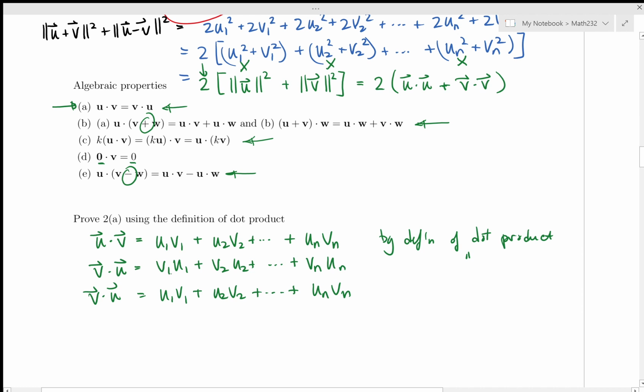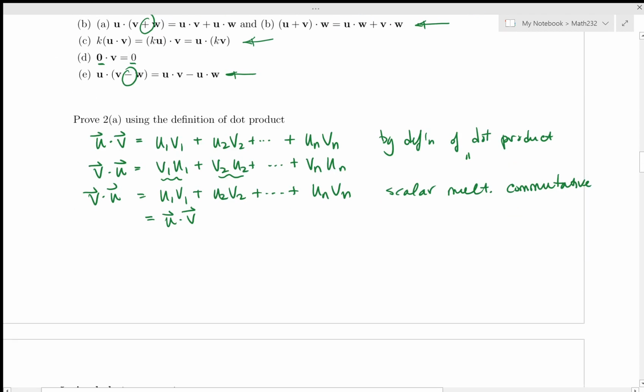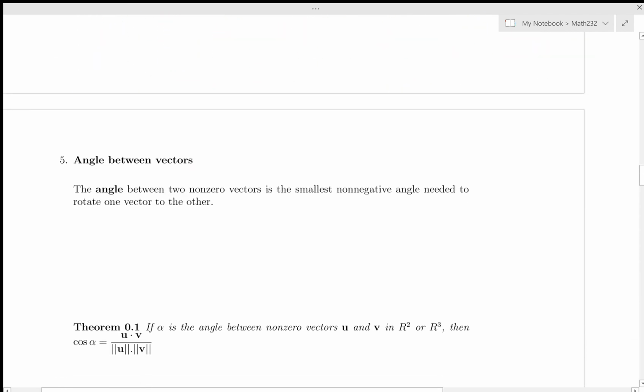That's because these are just numbers. These are all just numbers, right? u1, v1, u2, v2, all of these things are just numbers, and scalar multiplication is commutative. I mean, 2 times 3 is 3 times 2. So that's a property we have already established from our scalar arithmetic, and then that indeed is u dot v. There it is. Okay, so we've shown the first one. I highly encourage you to do as much work as you can, work through the other ones, and convince yourself that I'm not lying to you.